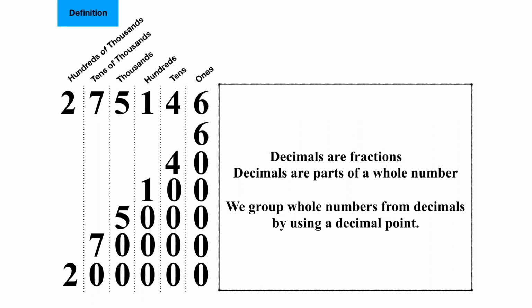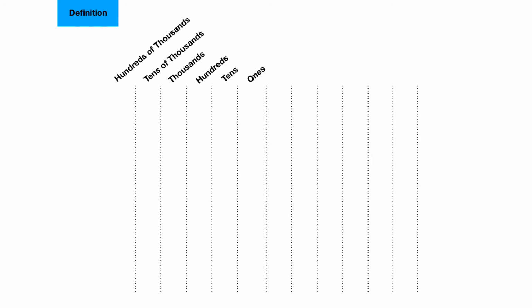And finally, we group the whole numbers from decimals by using a decimal point, like so. That shows us that this is where the wholes end, and this is where the decimals, or parts of the wholes, start. So now let's extend our place value table towards the decimal side. Here we have ones, tens, hundreds, thousands, tens of thousands, and hundreds of thousands. On the other side, we're going to start.